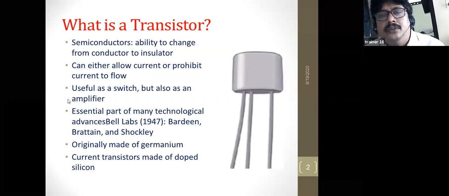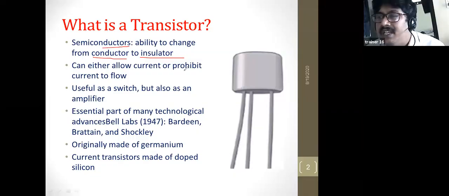The next question: what is a transistor? A transistor is a semiconductor with the ability to change from conductor to insulator. What we have to understand from here is that conductor means conduction of free electrons, whereas insulator means there is no flow of current, that is, it acts as a dielectric.